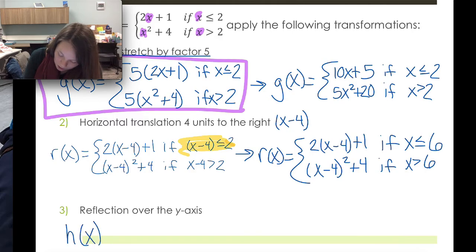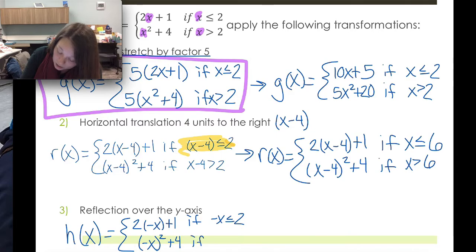So I am going to replace all of the original x values with a negative x, even in the interval, it is a negative x. That negative x is what's causing the reflection over the y-axis.